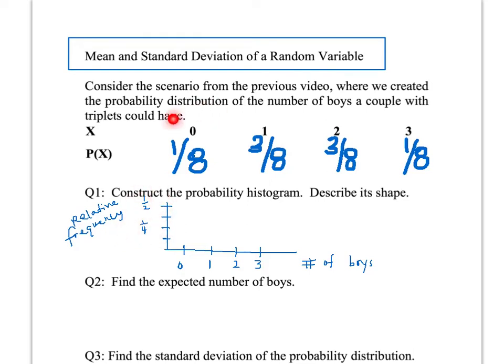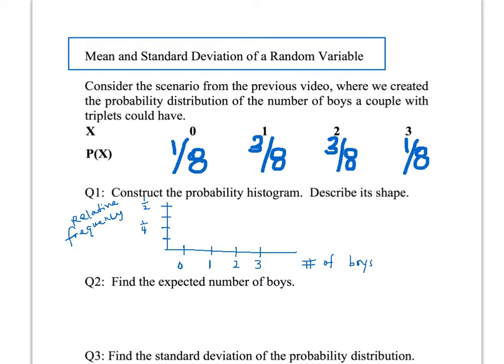And so for 0, my bar has a height of 1/8. For 1, my height is 3/8. For 2, my height is 3/8. And for 3, my height is 1/8. Think about, before we graph this, what you expect the shape to look like. And then as we graph, you can verify your predictions.